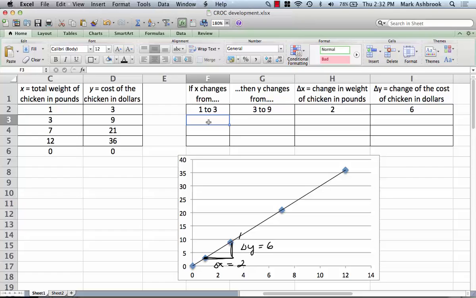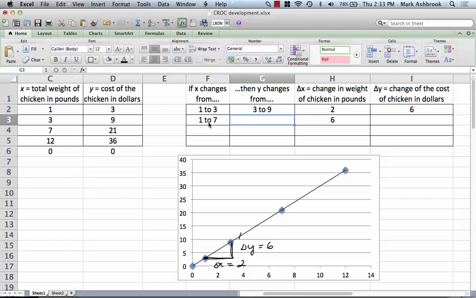Okay, Morgan, did you get one of these? Did you make up one? Tell me, what did you decide? X goes from what to what? 1 to 7. Perfectly legitimate. And so, what was your change in x when x changed from 1 to 7?